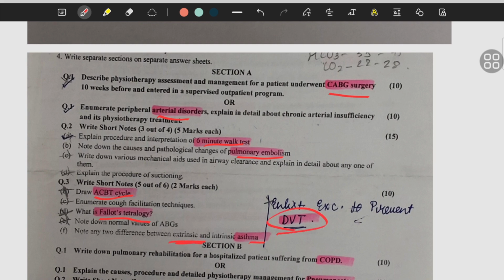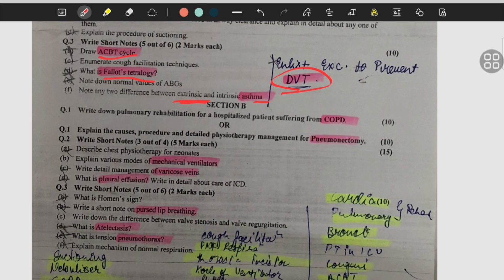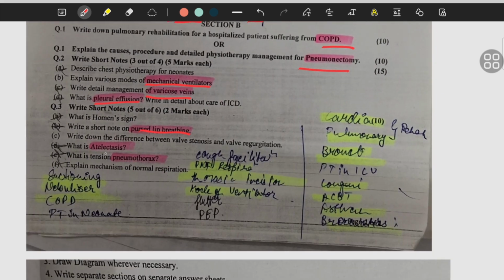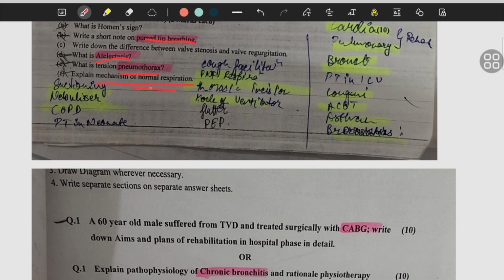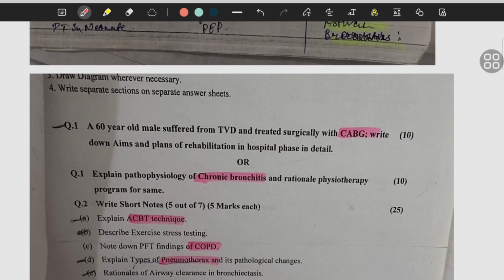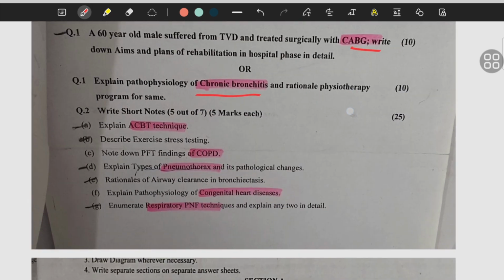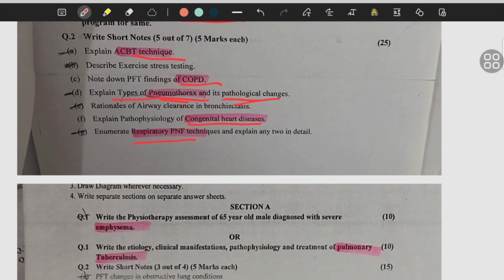Over here you can see they have mentioned extrinsic or intrinsic. So you have to know the childhood asthma or the other which appears later in life. COPD, pneumonectomy, mechanical ventilator, varicose vein, pleural effusion, pursed lip breathing, atelectasis, pneumothorax, normal mechanism of respiration. Again, CABG, chronic bronchitis, ACBT technique, COPD, then types of pneumothorax and its pathology, congenital heart disease, PNF respiration.